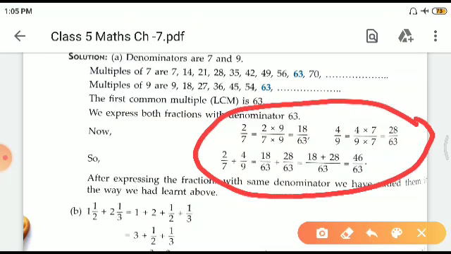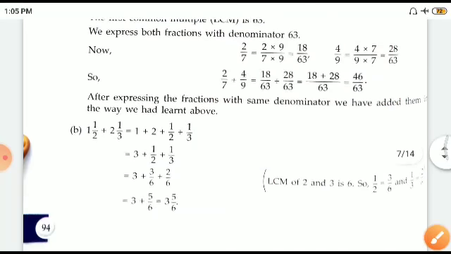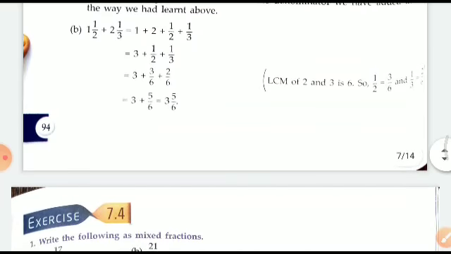So we saw 7 nines are 63, and we multiplied numerator and denominator by 9. So we got 18 by 63. Similarly, 4 upon 9, 9 sevens are 63, so multiplied numerator and denominator by 7. So we got 28 upon 63. And then we added the two numerators to get 46 by 63, right? Similarly, when we are adding mixed fractions, we see the whole numbers get added up and the fractional part is added separately like this, right? So we get the correct answer.